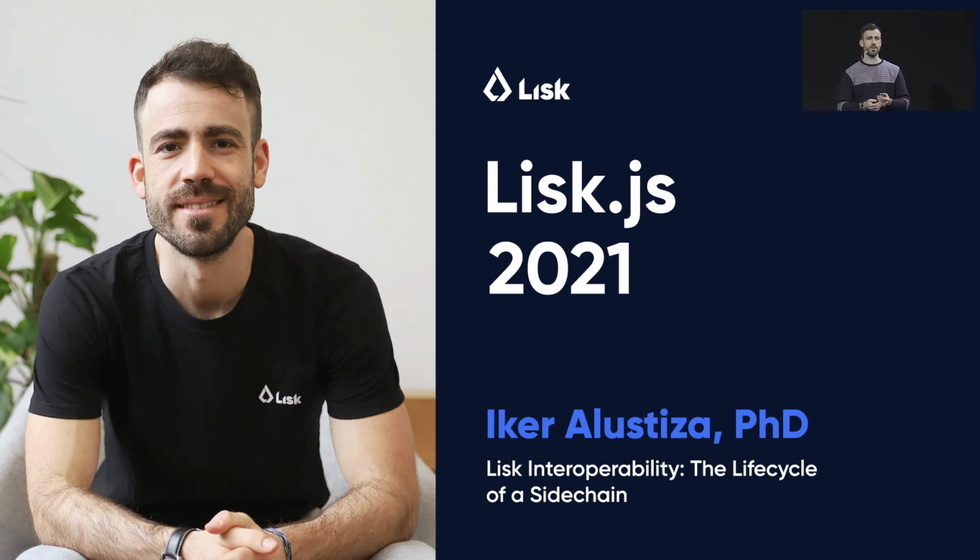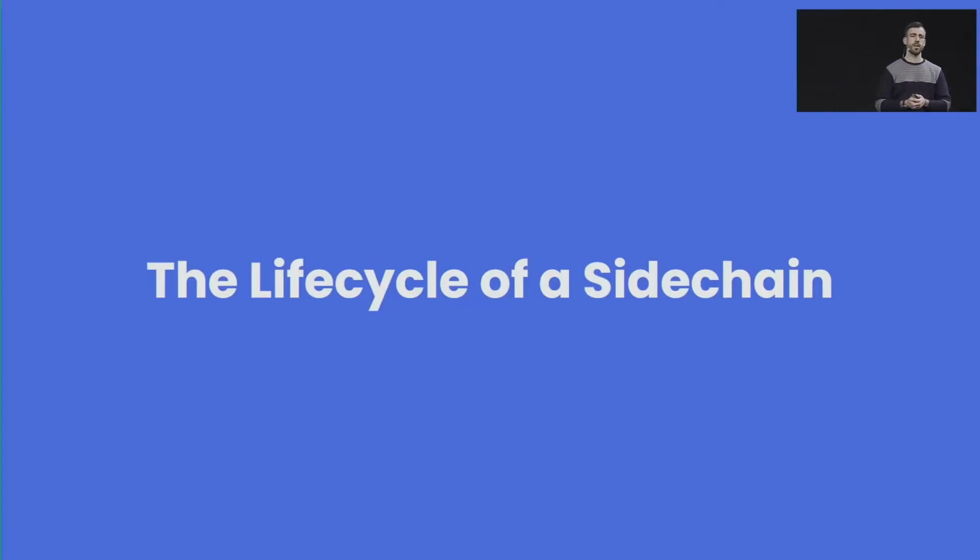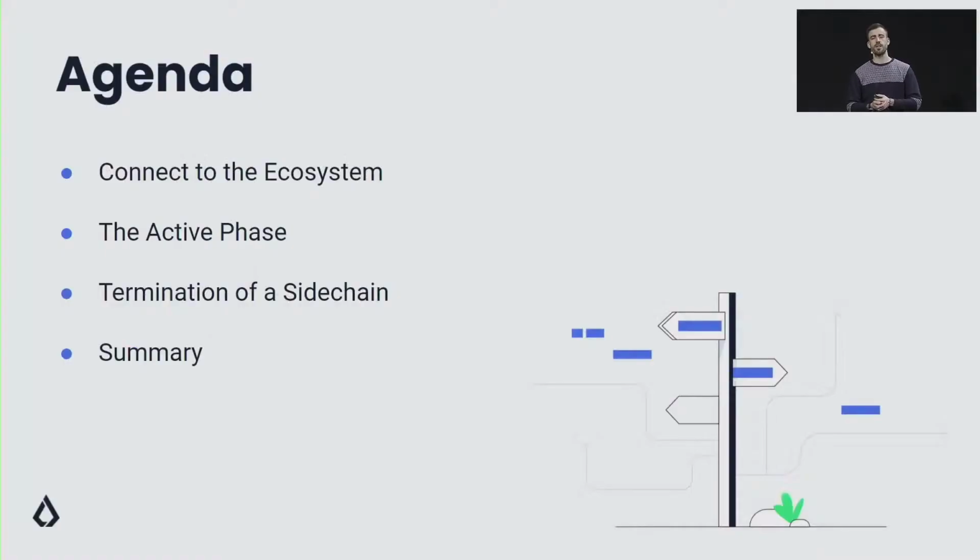And as Jan just mentioned, let's talk about the life cycle of a sidechain in the Lisk ecosystem. So as you can see here in the agenda, there are 3 main phases for the life cycle of a sidechain. The first one will be the connection of this sidechain into the ecosystem, done by the chain registration process. The second one is the active phase, which is the main phase for this life cycle, because the main interoperability, or the important interoperability, will happen here. And then we have the termination of a sidechain.